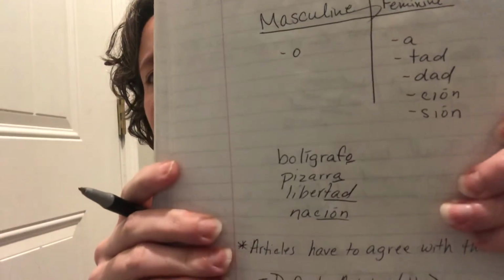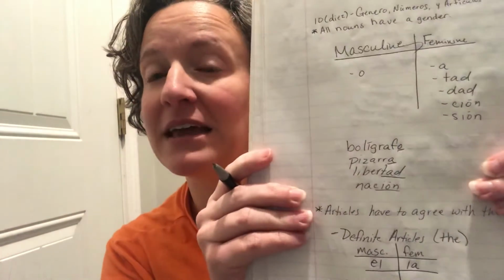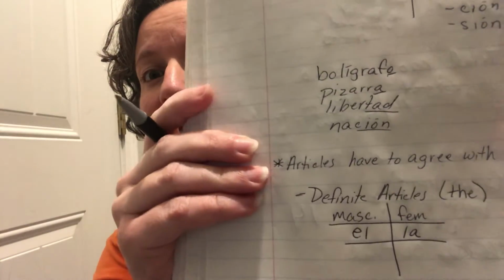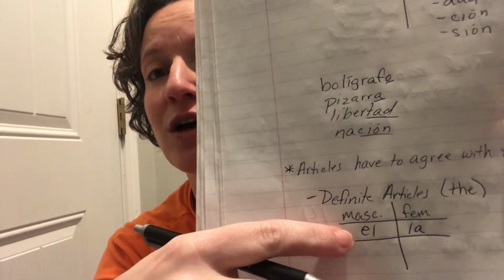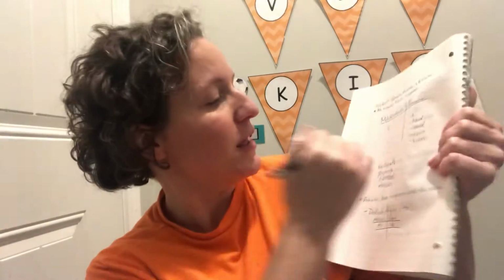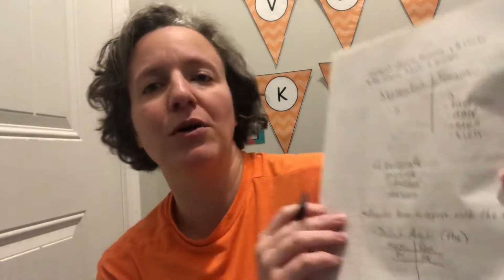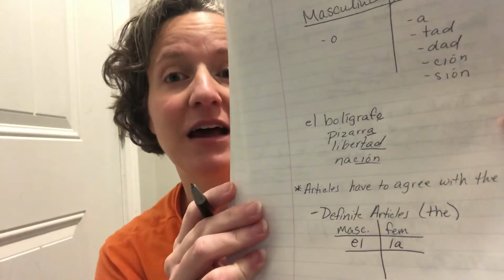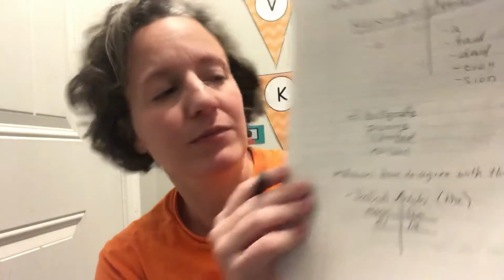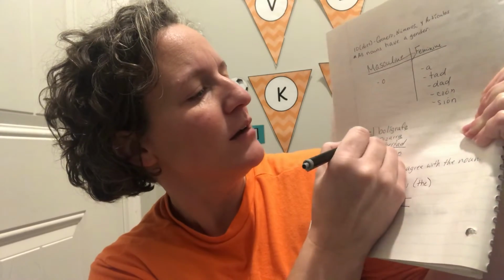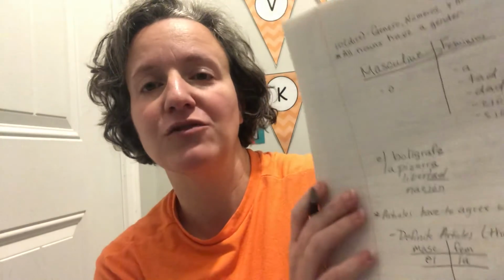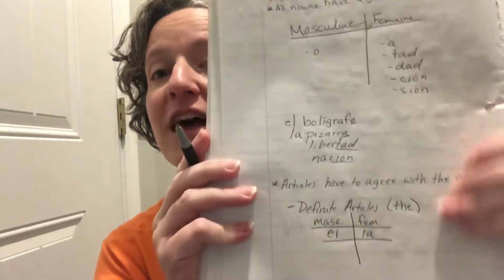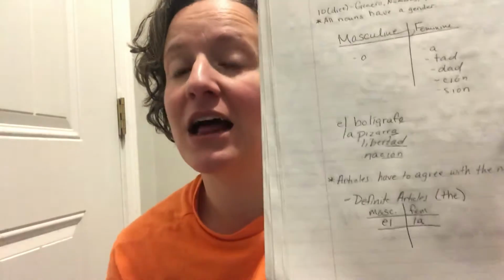So if we go back to my examples, bolígrafo, that means pen. If I want to say the pen, since bolígrafo is masculine, I need the masculine word for the. So the pen would be el bolígrafo. And then if my word is feminine, like pizarra, I need the feminine word for the. So in this case, pizarra, if I want to say the board instead of just board, it's going to be la pizarra. So that's where we're going to pause right now, el or la.